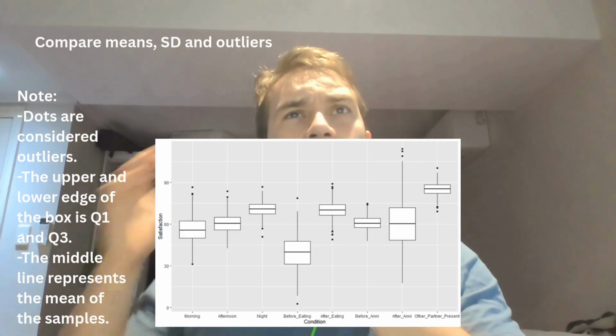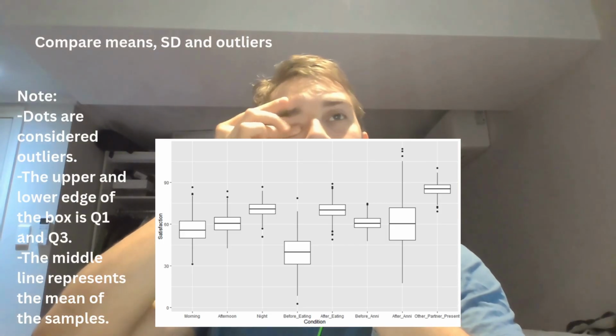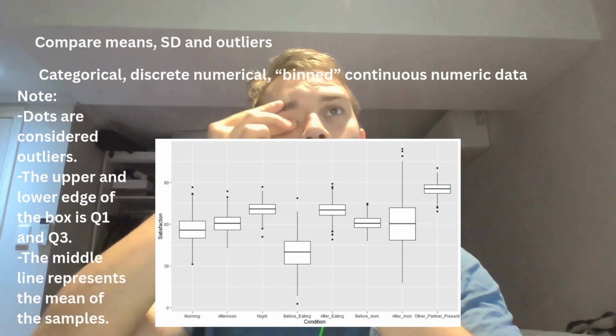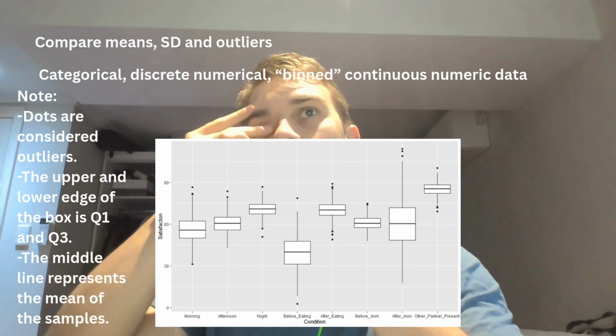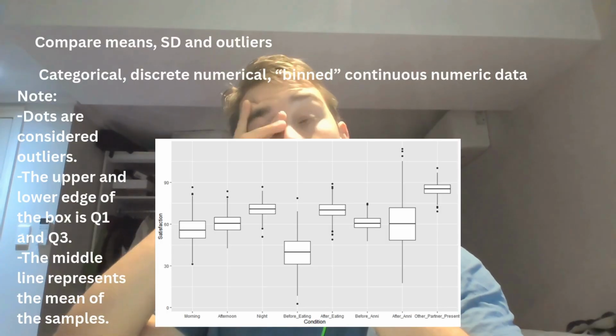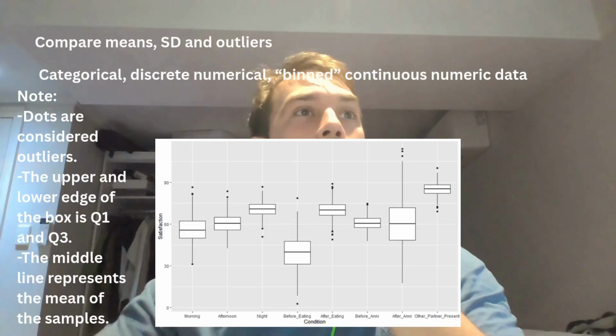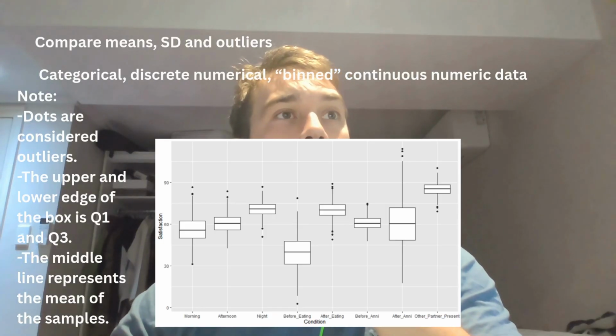They're very good because you can have so many different types of information, like your categorical, your mean, your discrete numeric, your binned continuous numeric. And it allows you to do a whole bunch on a lot here.